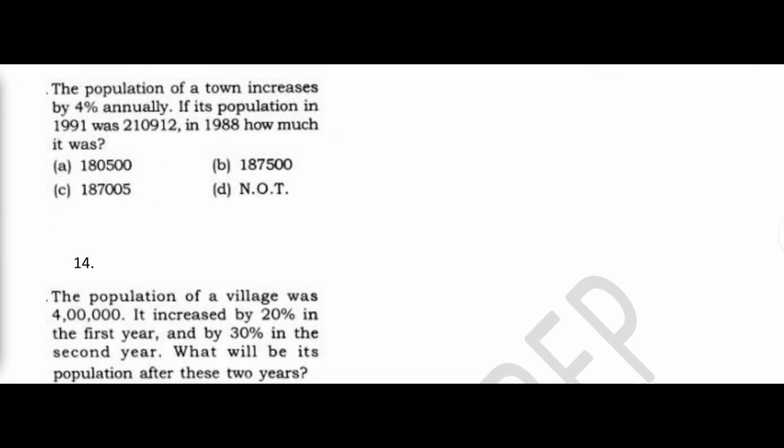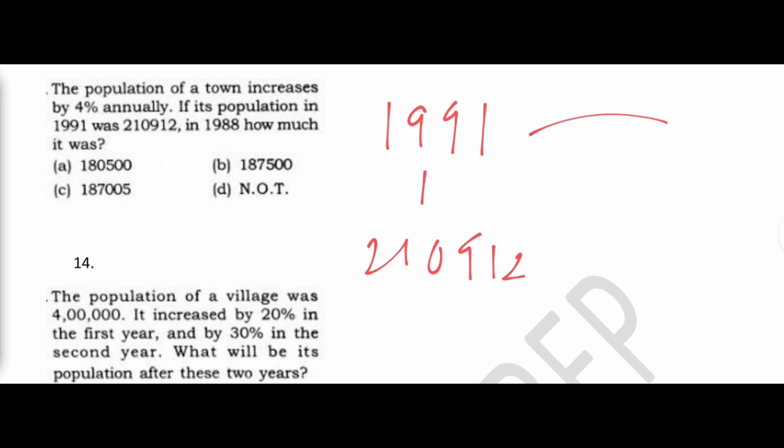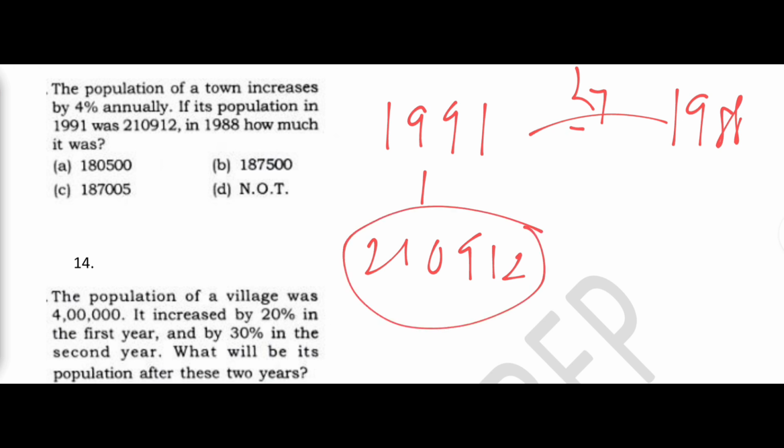The population of a town increased by 4% annually. If its population in 1991 is 210912, then in 1988 how much was it? So from 1988 to 1991 it is 3 years, right? And after 3 years the population becomes this at the rate of 4% annually. So what do you have to do?